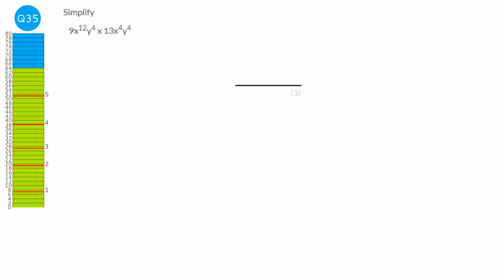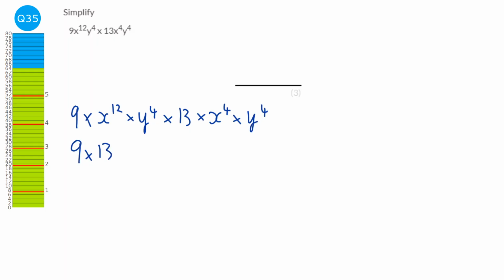There's a lot going on with this question, so what I'm going to do is put in all of the times signs that we don't normally show. So we've got 9 times 12x times y to the power 4 times 13 times x to the power 4 times y to the power 4. And I'm going to reorder these to put the numbers together, first of all. And with multiplying, it doesn't matter which way around you do it, so I'm not changing anything. I'm going to put the x's together. And I'm going to put the y's together.